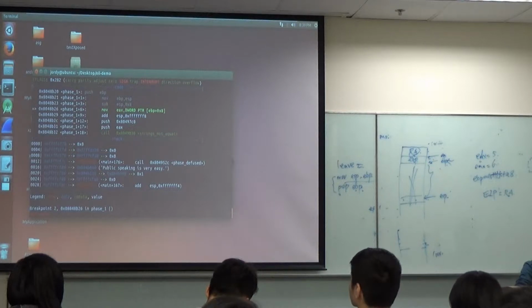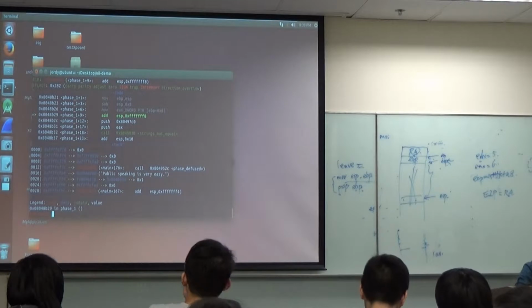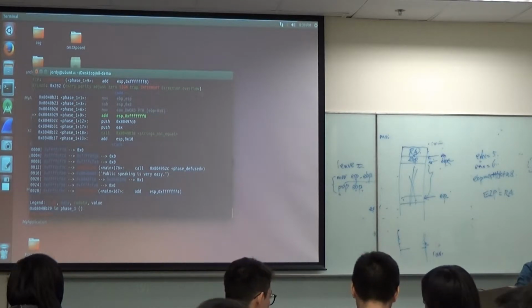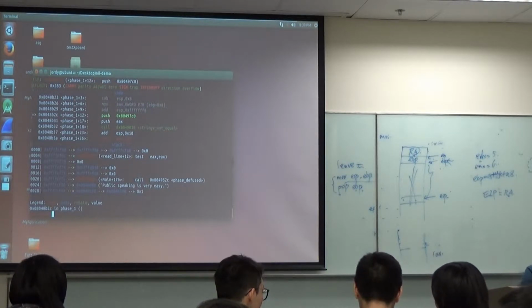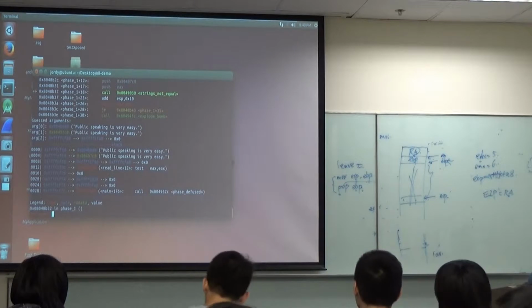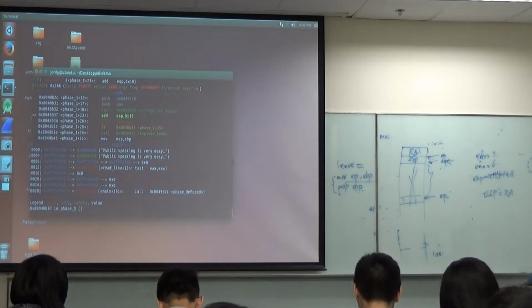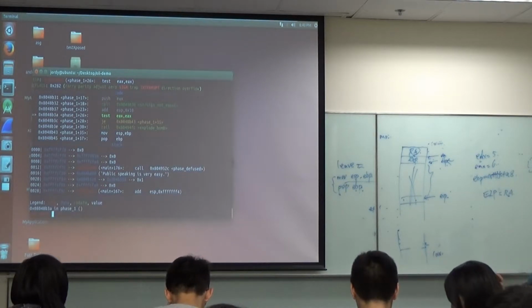See what's going on in this function. This instruction. And this function is called upstairs. And is it given as x with x?